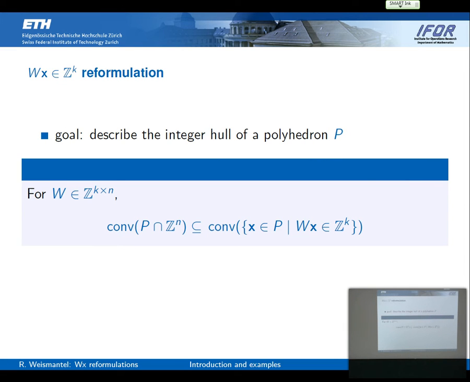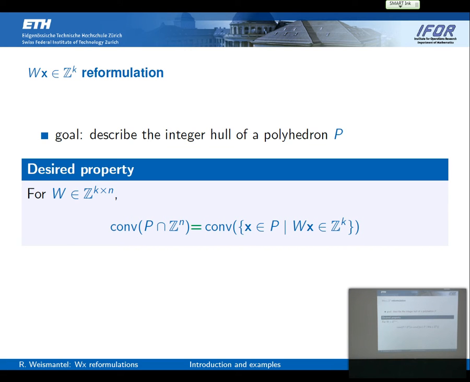Before we do that, what do we now want to achieve? There are, in fact, two kinds of things. The first thing is, if you take this matrix with integer coefficients, then clearly the convex hull of the integer points in P is always contained in this object here. So this is indeed a relaxation.